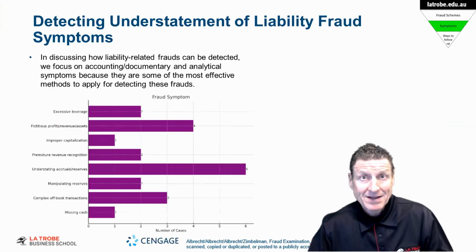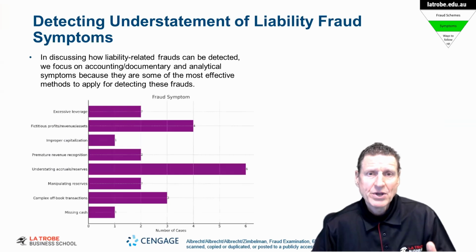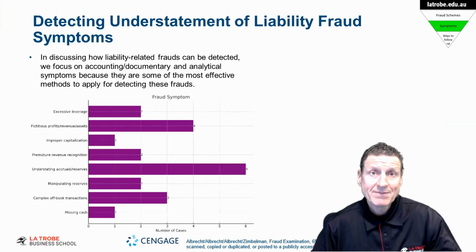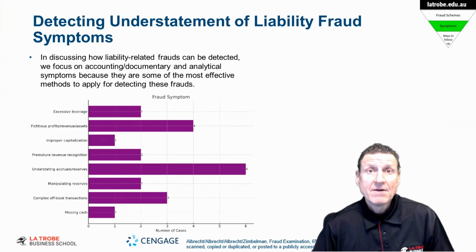Let's have a look at the data again. Notice that the most common frauds were understating accruals or reserves, fictitious profits, revenue and assets, and complex off-book transactions. So you can see that there's a whole range of fraud symptoms here associated with the understatement of liability frauds. And as I said, it's not like you have to learn every one of these, but go back, have a look at some cases to understand how any of these frauds were perpetrated.